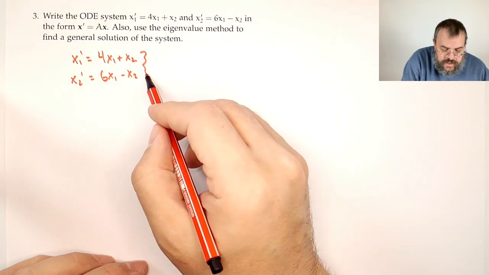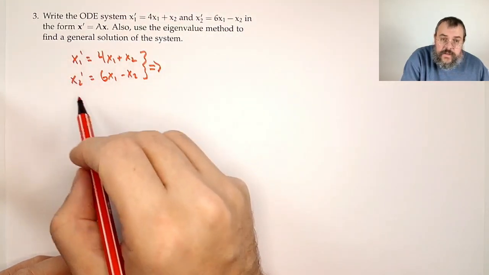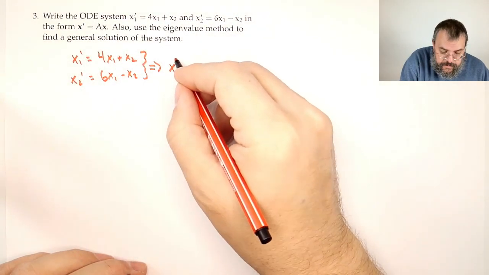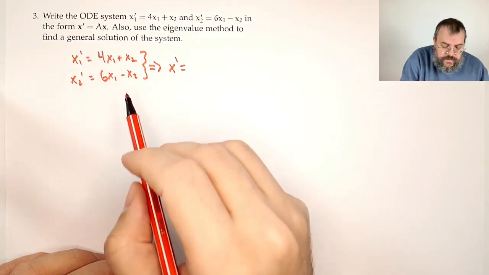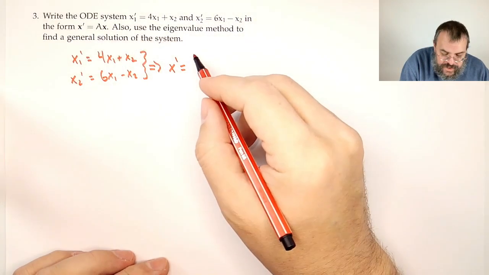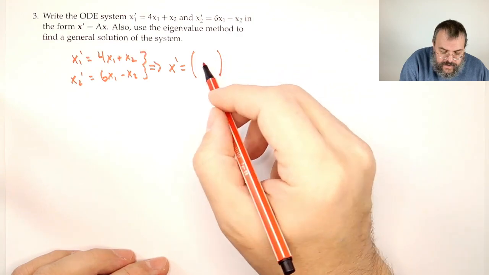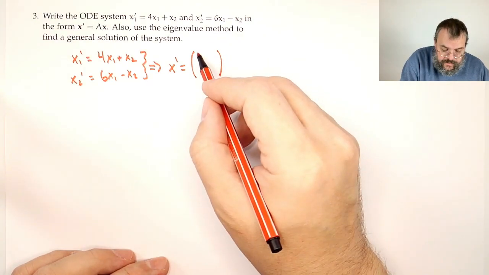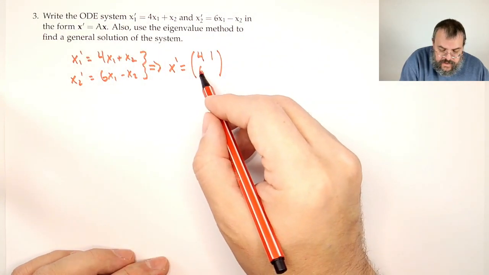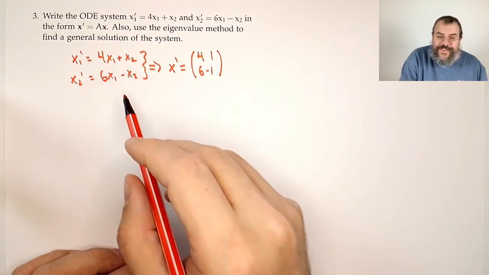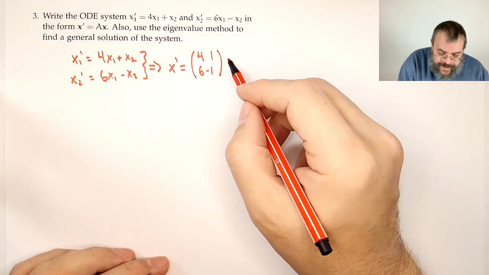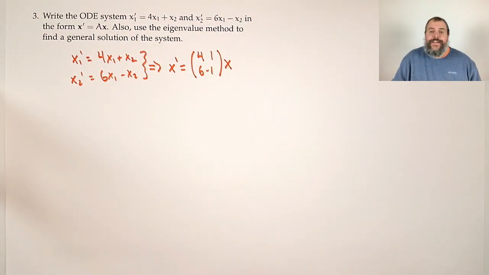Well, this is going to become the left-hand side, those are our derivatives. So that becomes our x prime. Here, what we see is this is a nice linear system with constant coefficients. And so we can write it in the form where we group our coefficients into a matrix. So 4, 1, 6, minus 1. Now, if they were being mean, they would change the order of these, but we wouldn't fall for that trap. All right, 4, 1, 6, minus 1, x. All right, there we go.